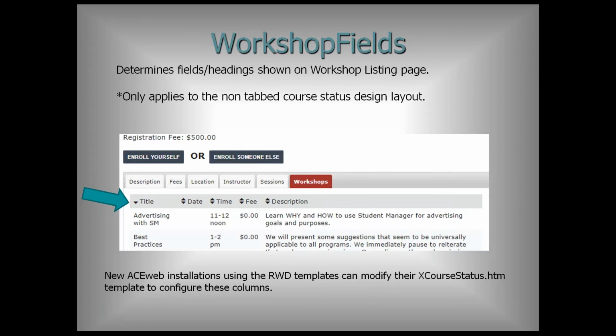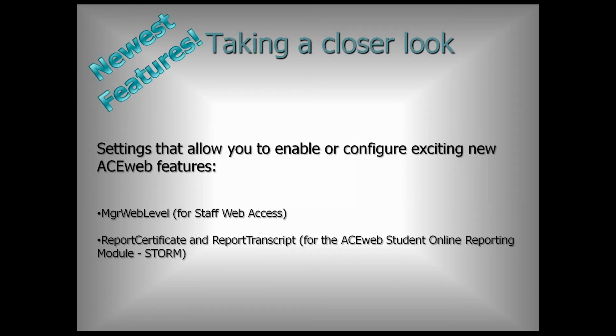So our final section, taking a closer look at some of the newest features. These are the big ones, the pièce de résistance of the exciting new things that we've been adding to ACEweb. We're going to look at two settings. One is Manager Web Level, which is for the staff web access feature, and the other is the report certificate and report transcript INI settings. And those control the ACEweb Student Online Reporting Module, or STORM.